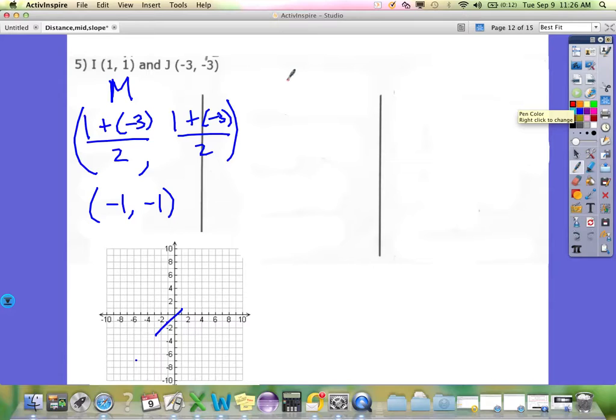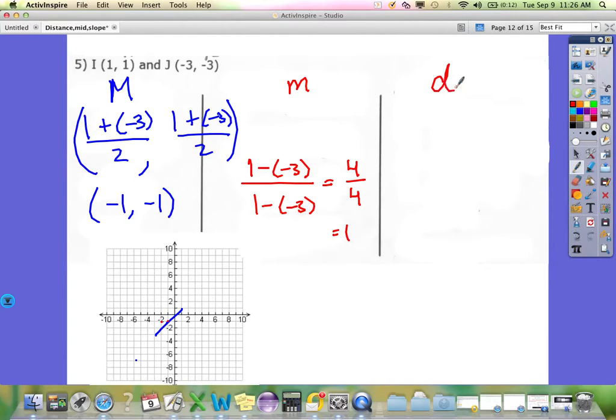Okay, so let's do slope. Y, there we go, 1 minus negative 3, y minus y over x minus x. In this case, they're the same, so it really doesn't matter. And then we get 4 over 4, which is 1. And now I can see that the slope is up 1 over 1, up 1 over 1. So that makes sense as well.